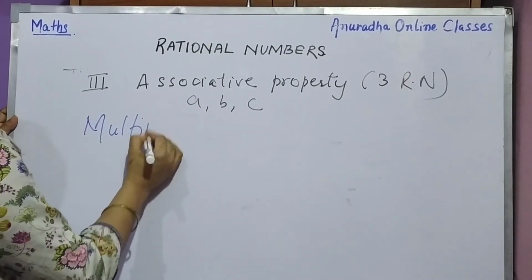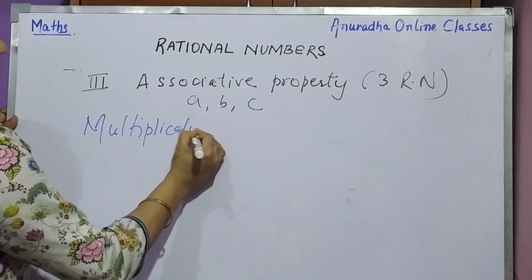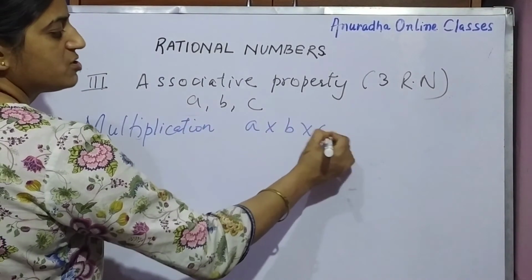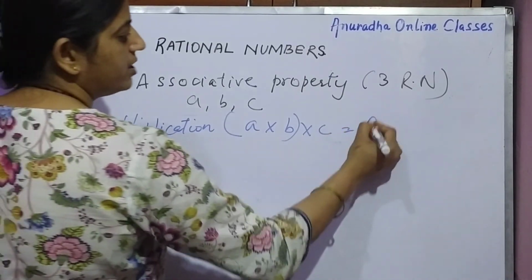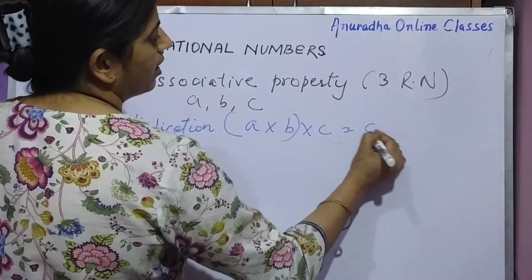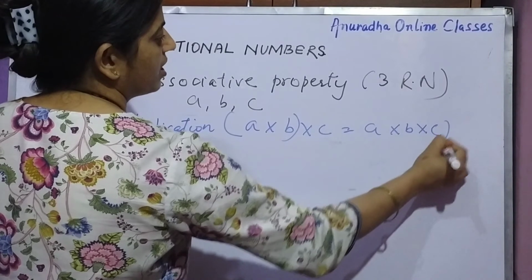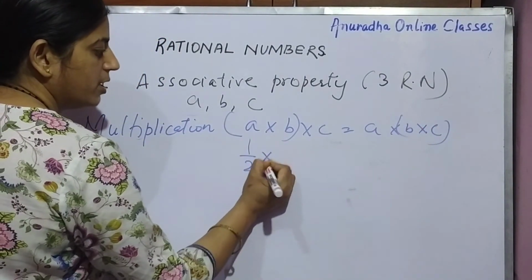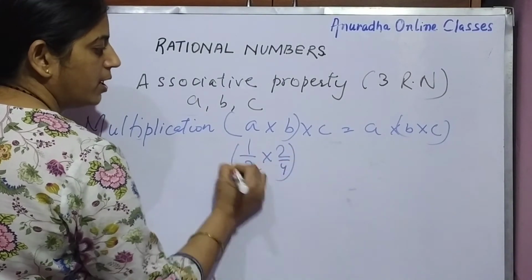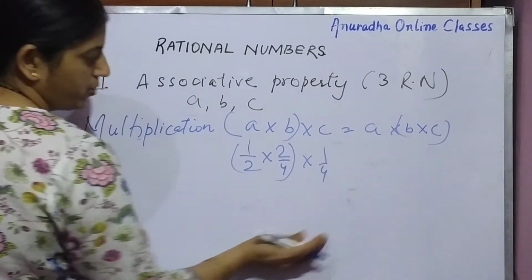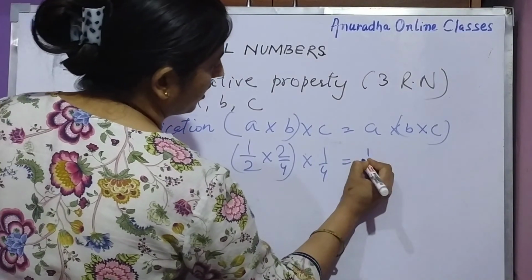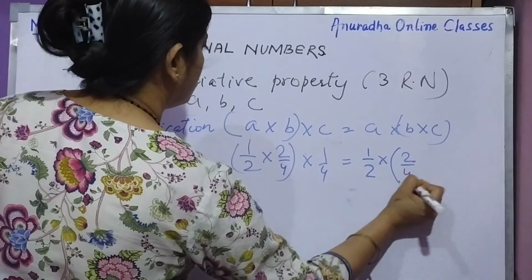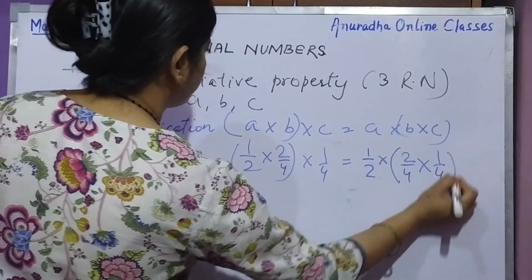For multiplication of 3 rational numbers, that is A into B into C. Firstly with these two, and secondly with A into B into C, this one group. Okay, so let us see. 1 upon 2 into 2 upon 4 and into 1 upon 4. Right children? This is equal to 1 upon 2 into 2 upon 4 into 1 upon 4.